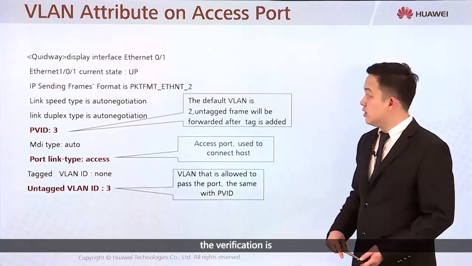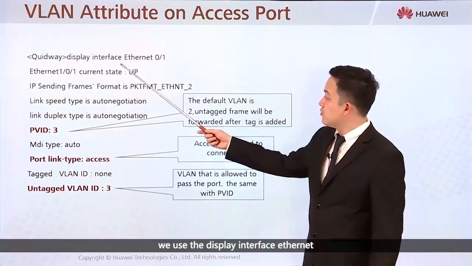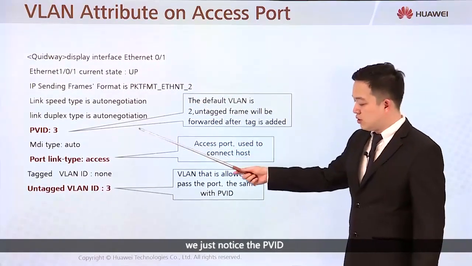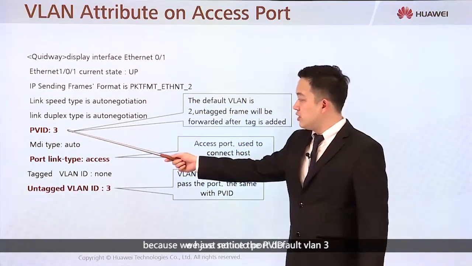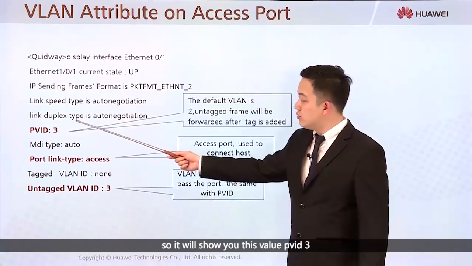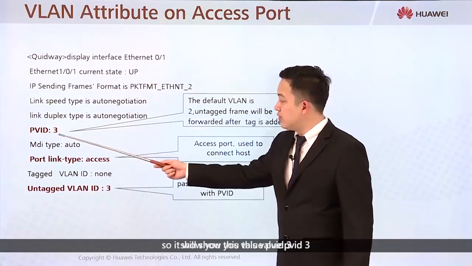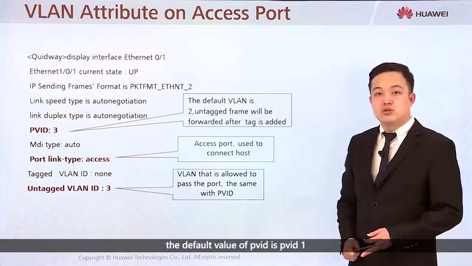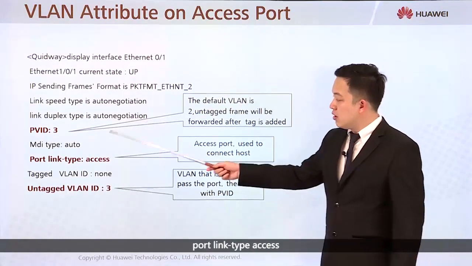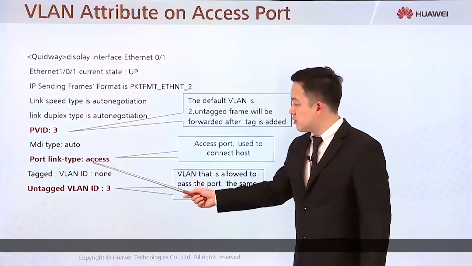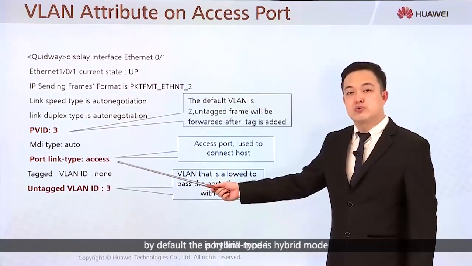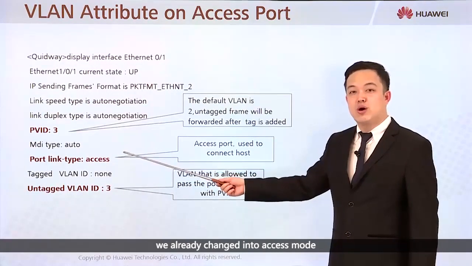For verification we use display interface Ethernet to show this information. We just notice the PVID: because we set port default VLAN 3, it will show PVID 3. The default PVID is 1. Port link type access: this we already changed. By default, the port link type is hybrid mode, and we already changed it into access mode.